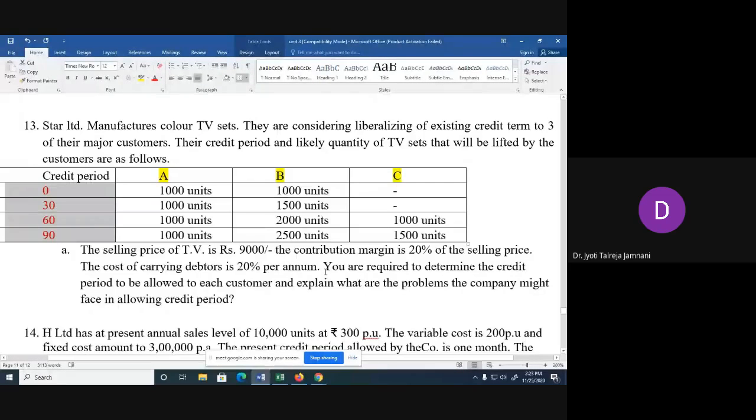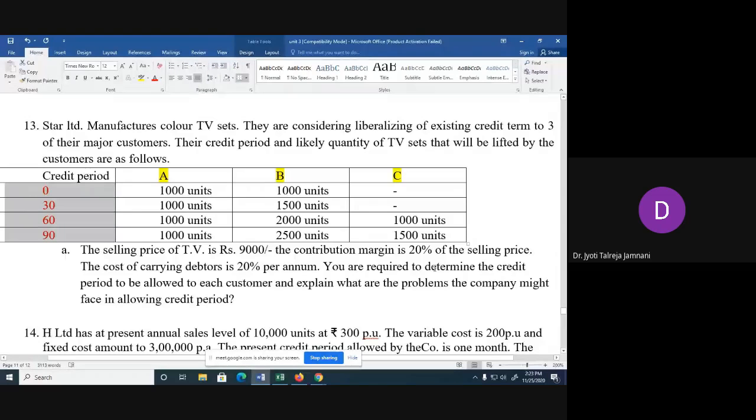You are required to determine the credit period to be allowed to each customer and explain what are the problems the company might face in allowing credit period. So in this sum, for each customer we have to solve a sum. For customer A, we will first have to do 0, 30, 60, 90. Then for B and then for C. So there are three sums in one.